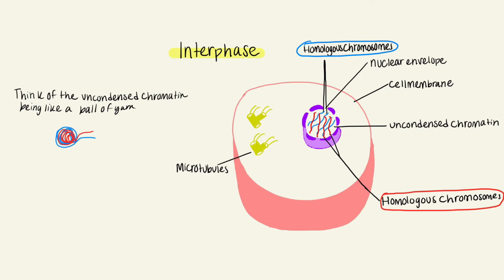The first stage is interphase. You can clearly see that there is a presence of a nucleus here, and within that nucleus there is uncondensed chromatin. A good way to remember this stage is to think of the chromatin being a ball of yarn. It is all in the nucleus meshed together and not separated.